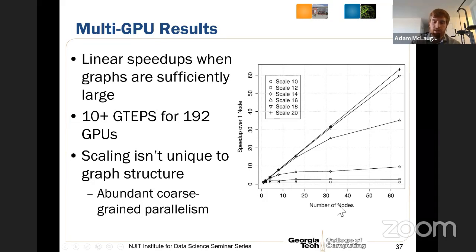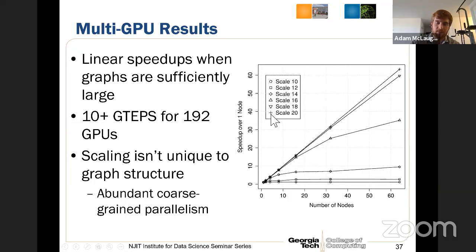What I'm showing here is, on the y-axis, the speedup over 1 node, and on the x-axis, the number of nodes we're using. Each shape here is for a different scale graph. This one is only like 1,000 vertices, this is like 4,000, this is 16,000, all the way up to 1 million. We can see that as the graph becomes large enough, we're supplying the GPUs with enough work to actually get linear speedup.